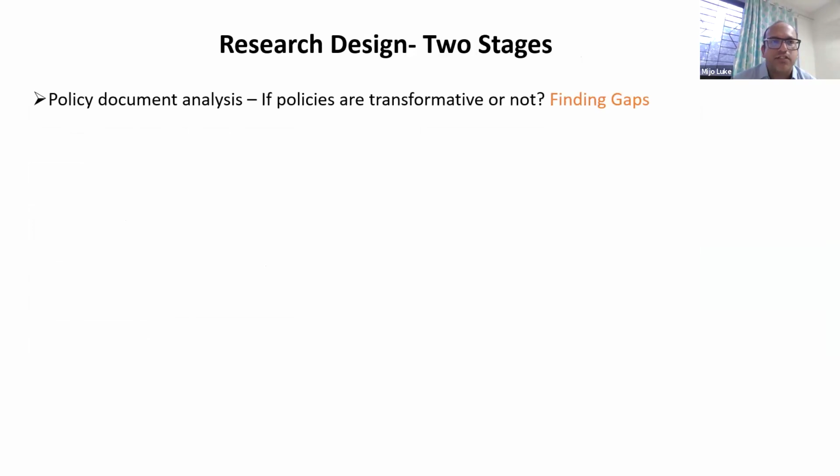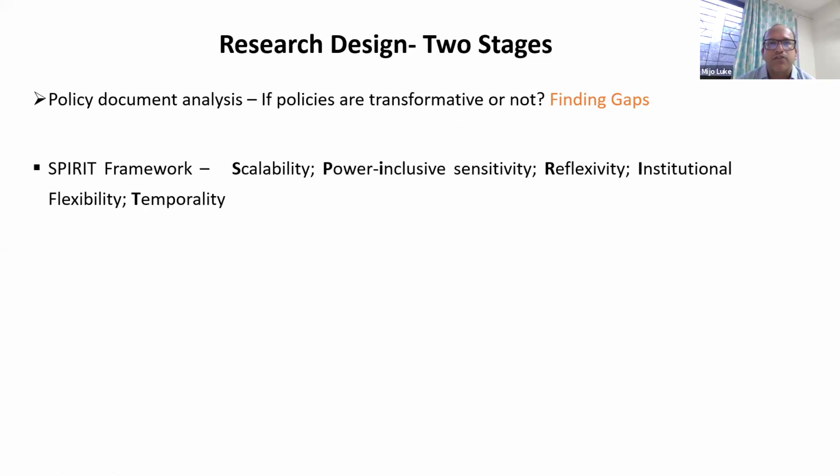So the research design we developed, with our knowledge partner Dr. Sumit Vij leading, has two stages. The first stage focuses on problem diagnosis. In problem diagnosis, at first we will do a policy document analysis. We will evaluate current policies that impact climate change adaptation, water policies, and inland water transport, using the SPIRIT framework. The policy document analysis aims to find the gaps, especially whether policies are transformative or not. The SPIRIT framework was discussed in the earlier webinar.